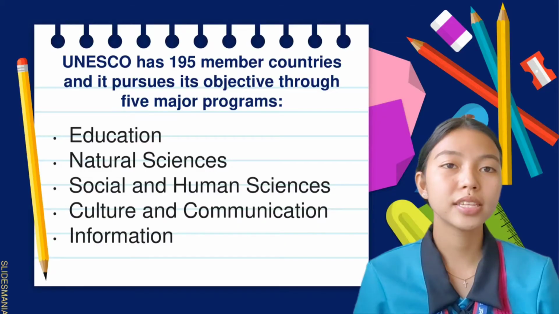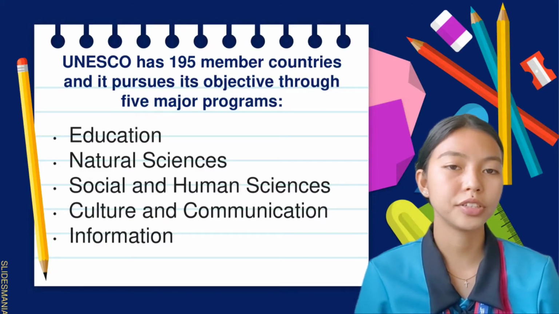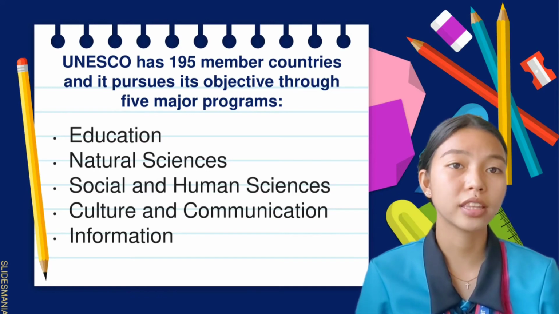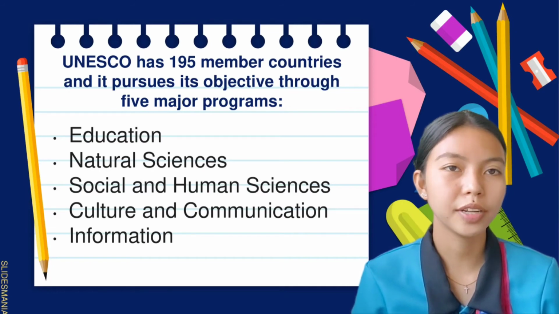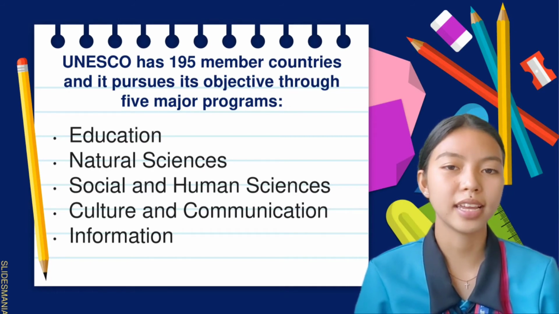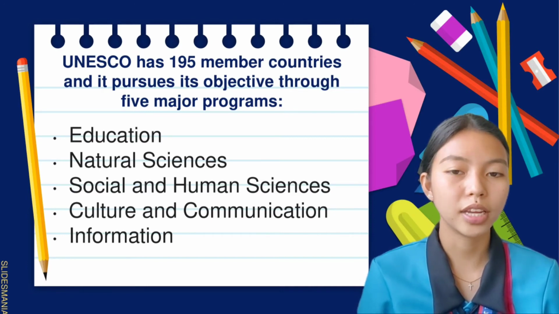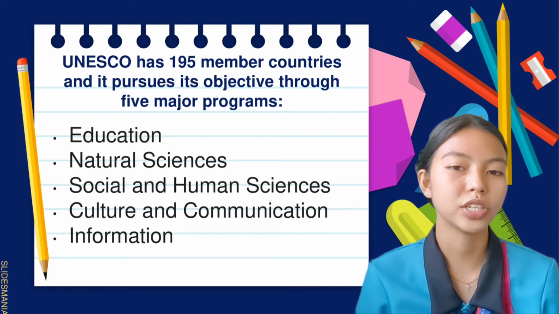Universal access to education. The Education 2030 Agenda reiterates the importance of ensuring access to and completion of quality education for all children and youth and promoting lifelong opportunities for all. UNESCO has 195 member countries and it pursues its objective through 5 major programs. First, education, natural sciences, social and human sciences, culture and communication, and lastly, information.